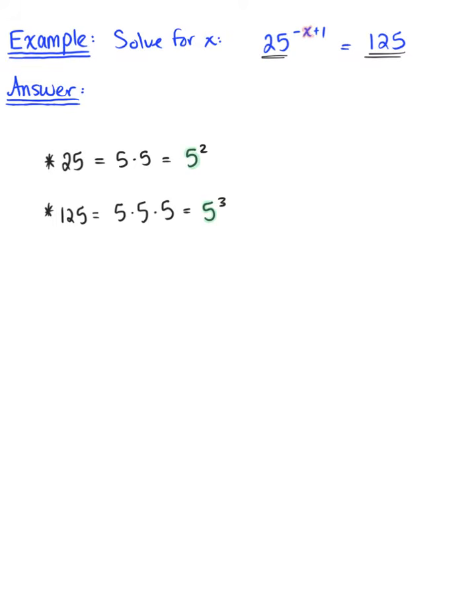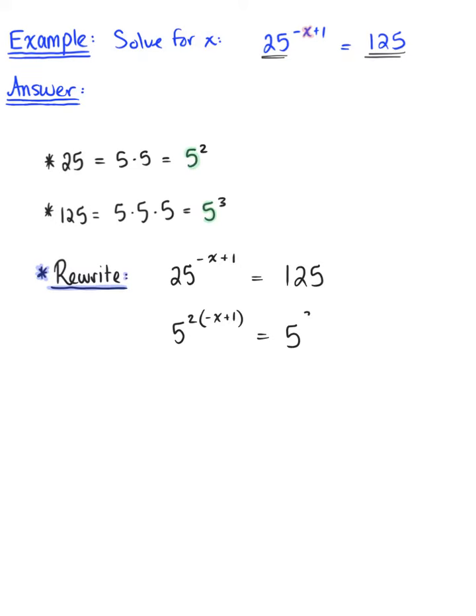So let's rewrite our given expression here. So again, we are starting with the expression 25 raised to the negative x plus 1 is equal to 125. Now, rewriting both of those numbers with a common base 5, we have 5 squared multiplied by negative x plus 1 is equal to 5 cubed.